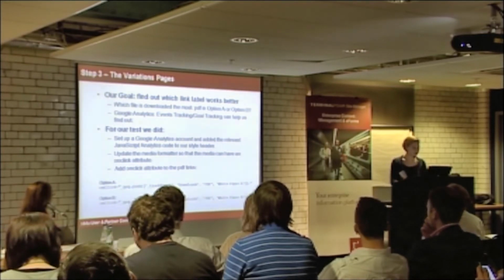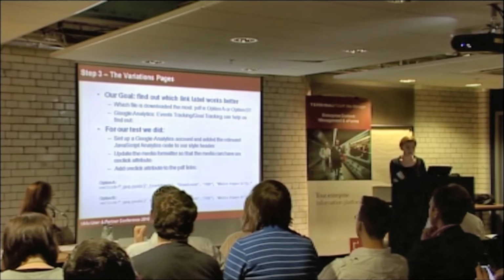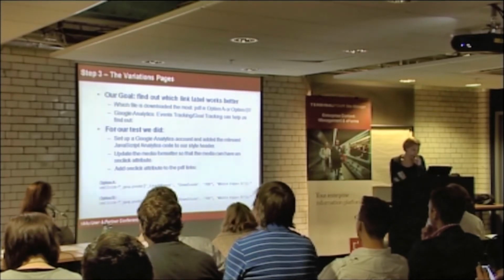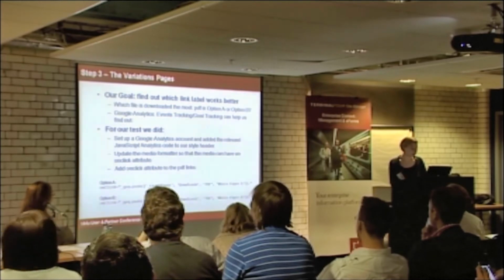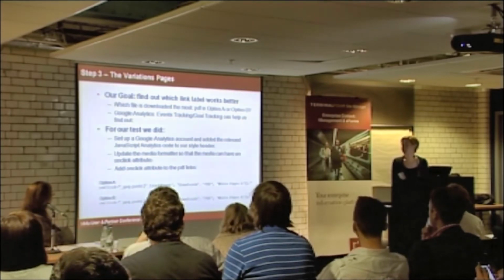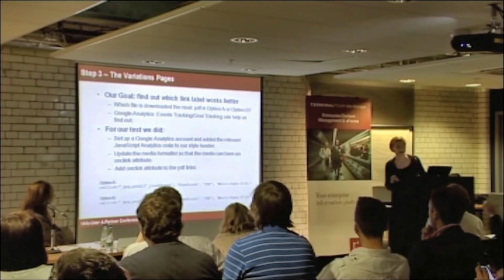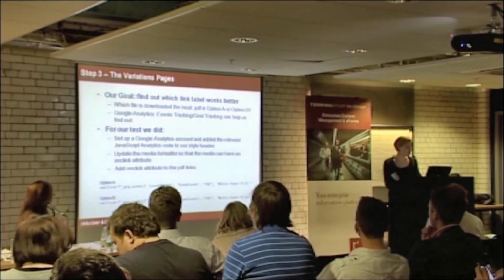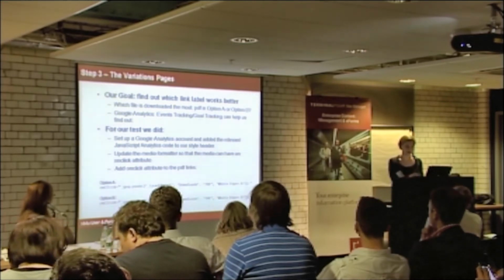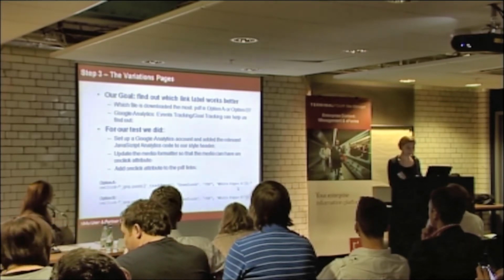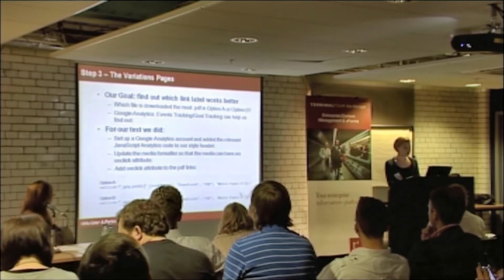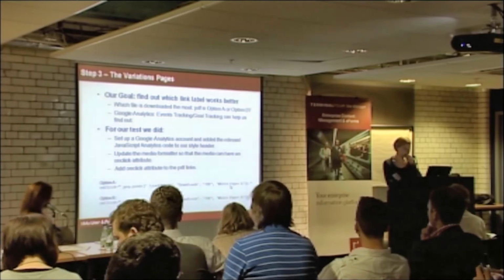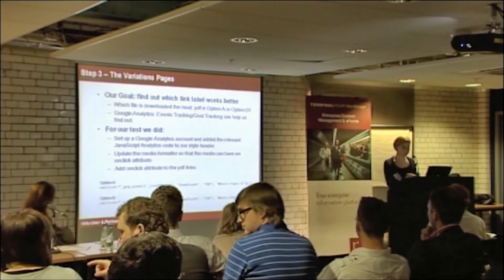And then we updated the media formatter so that the media could have an on-click attribute. And then we added that on-click attribute to the PDF links. So if you can see the bottom of the slide, we have our two on-click attributes. They are quite similar, except for the end of it here. Option A would have white paper A as a label for the event, and option B would have white paper B.